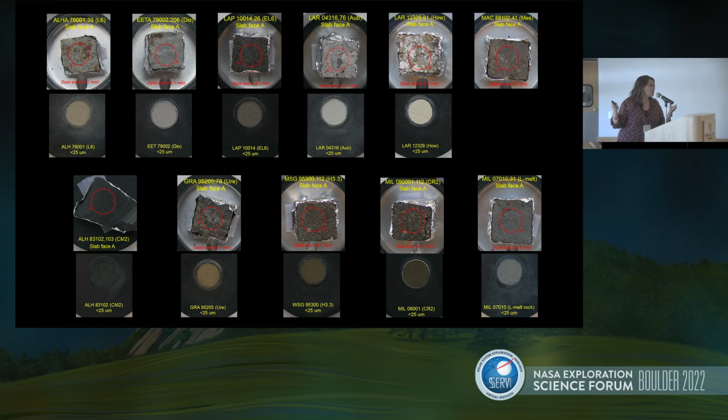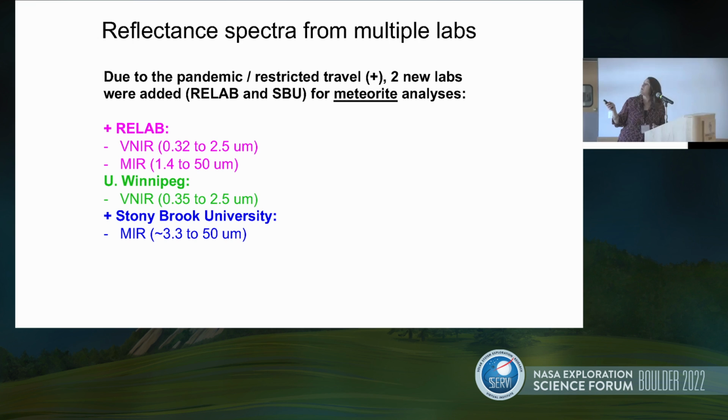And then we decided also to keep a coarse particulate sample as we marched our way to these fine particle size samples. So we have a 63 to 125 micron sample, as well as these sub 25 or probably closer to sub 10 micron samples that are shown in the little cups below the images. So we had to employ other labs like RELAB, which provided us with the VNIR-MIR and mid-IR reflectance data.